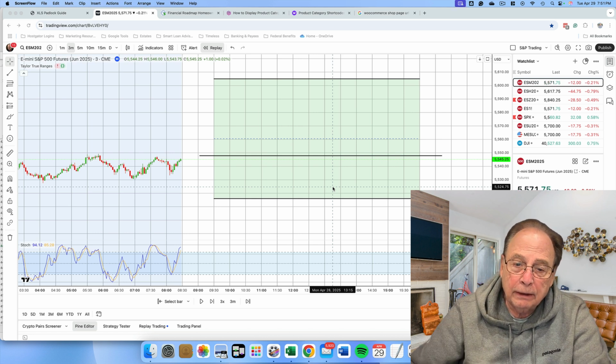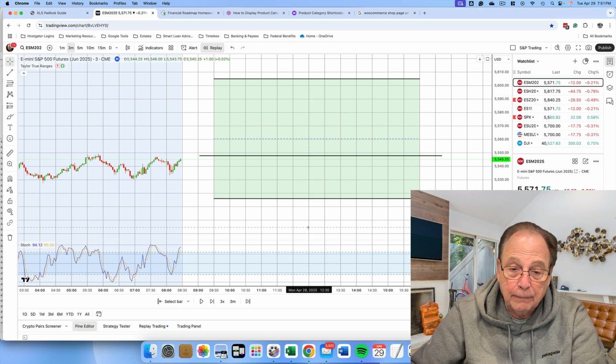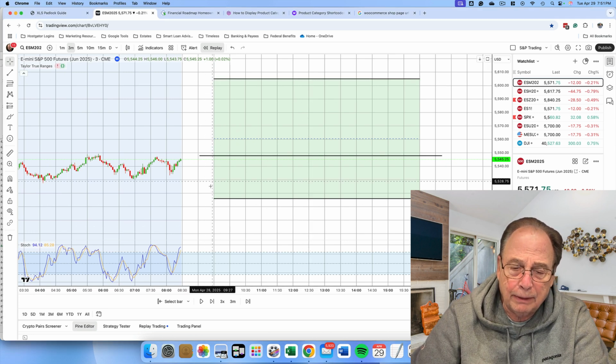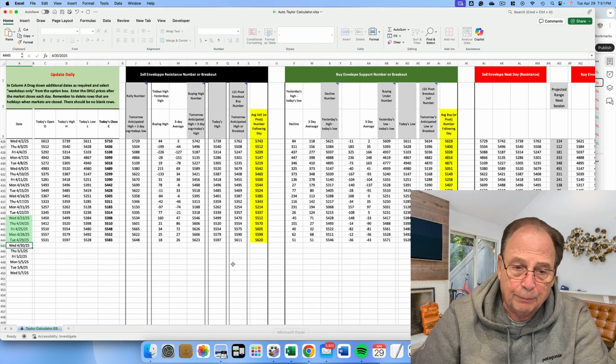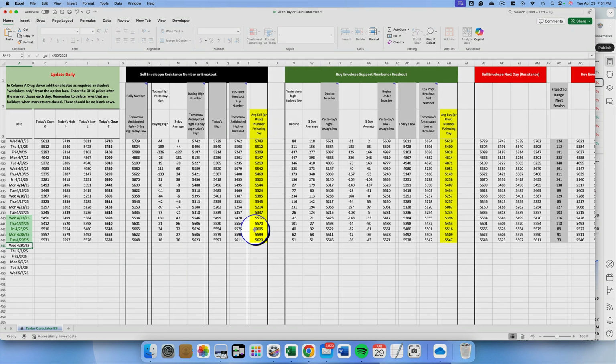And so here is my chart as I set it up on Monday, April 28th. And you see the trading zone set up here, and I'm going to show you where I get the numbers. It's my Taylor calculator. And the numbers were derived from Friday's calculations: 56.05 for resistance, 55.16 support.